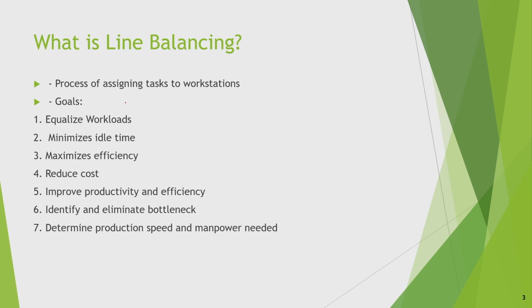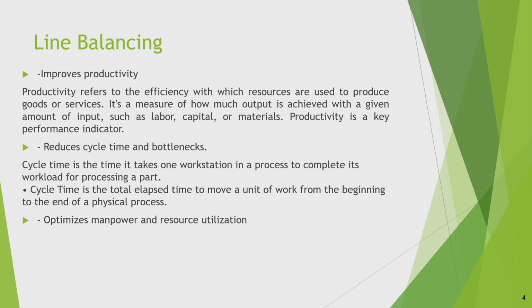And what are the goals of line balancing? Equalize workload. That means if we make 5 stations, in each station the work should be the same. Minimize idle time, maximize efficiency, reduce cost, improve productivity. Productivity means the ratio of output to input. Identify and eliminate bottlenecks, meaning which tasks are taking more time, and determine production speed and manpower needed. All these things we will understand mathematically.